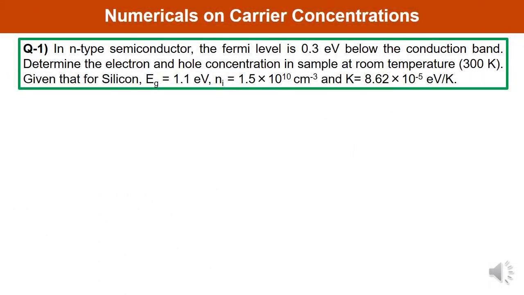First question is, in n-type semiconductor, the Fermi level is 0.3 electron volt below the conduction band. Determine the electron and hole concentration in sample at room temperature, which is 300 Kelvin, given that Eg is 1.1 electron volt, Ni is 1.5 into 10 raised to the power 10, and the value of K is given in electron volt per Kelvin. Let us solve this.